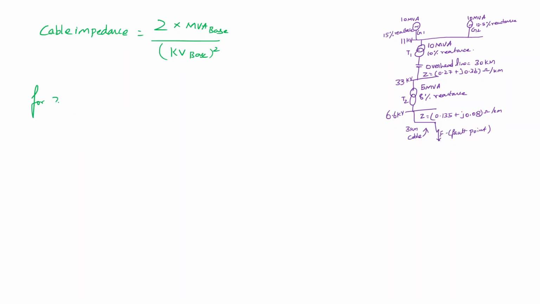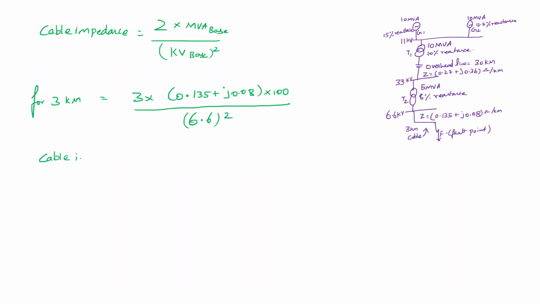So for 3 kilometers we need to write 3 into (0.135 plus j 0.08) into 100. Please take care, this is MVA, the whole divided by 6.6 the whole square. Sir, is it 0.93 plus j 0.55? Very good, correct answer. So the cable impedance is equal to 0.93 plus j 0.55 per unit.